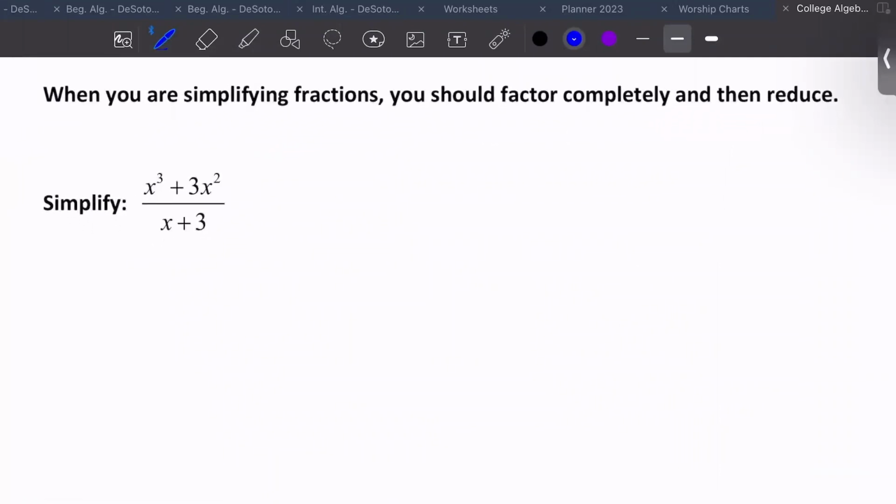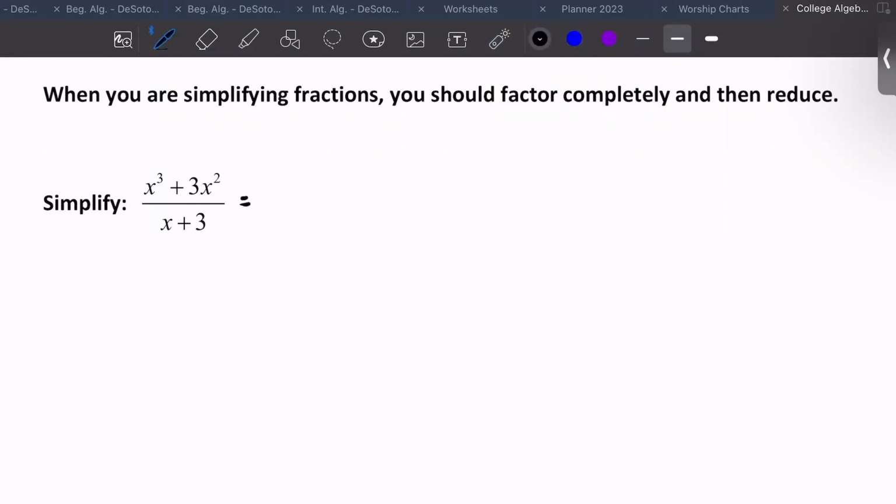We can also simplify these fractions. When you are simplifying fractions, you should factor completely and then reduce. That's what we did in section P5, right? So we're just going to factor completely like we know how to do, and then reduce. Just take it one numerator and one denominator at a time.